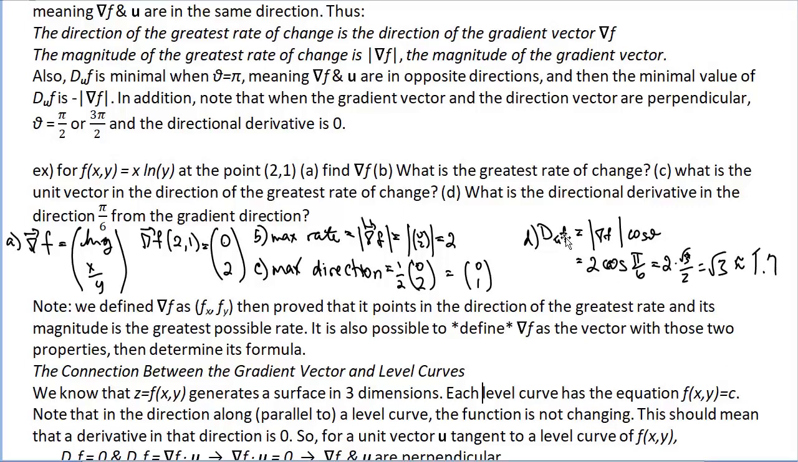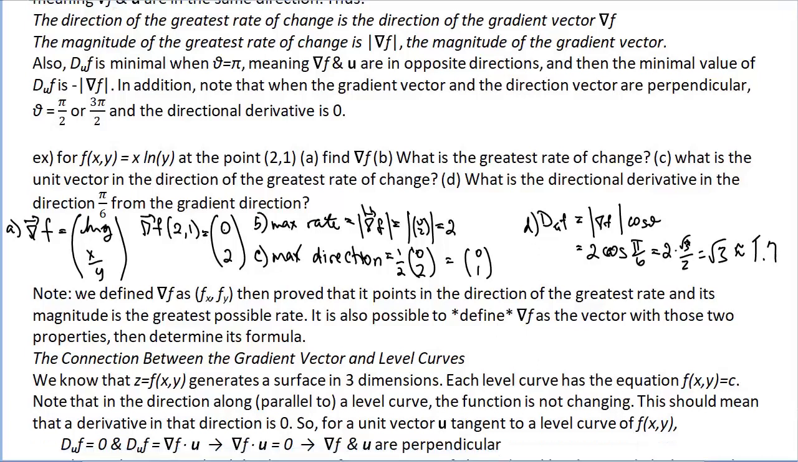So furthermore, note that in the direction along, meaning parallel to a level curve, the function is not changing. That's what it means to be on a level curve. The value of the function is going to stay at c. So if we reinterpret that, what should that mean? So therefore, that should mean that a derivative in that direction is 0. So in other words, the derivative of f in that specific direction u should be 0.